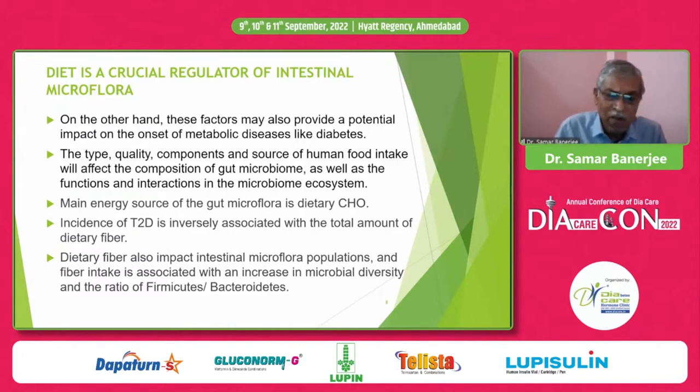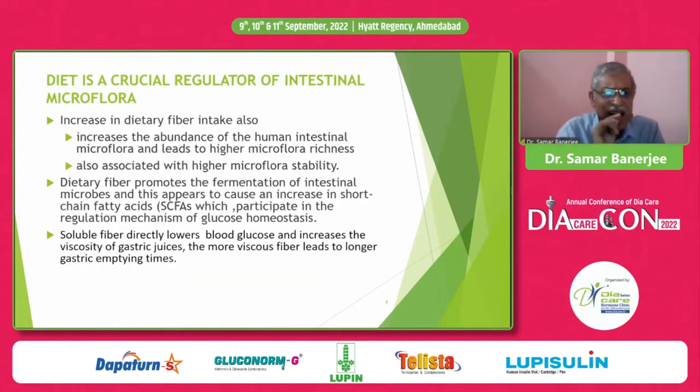Main energy source of the gut microflora is dietary carbohydrate, and restriction of dietary carbohydrate can limit the growth of the microflora. Incidence of type 2 diabetes is inversely associated with the total amount of dietary fiber. And this fiber also impacts intestinal microflora population. Fiber intake is associated with an increase in microbial diversity and the ratio of Firmicutes and Bacteroidetes. Increase in dietary fiber intake also increases the abundance of the human intestinal microflora and leads to higher microflora richness associated with higher microflora stability.